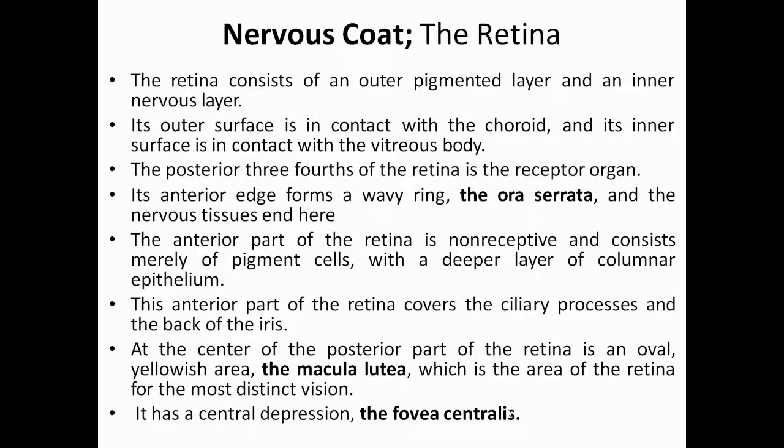The anterior part of the retina is non-receptive and consists merely of pigmented cells with a deeper layer of columnar epithelium. The anterior part of the retina covers the ciliary processes and the back of the iris. At the center of the posterior part of the retina is an oval, yellowish area called the macula lutea, which is the area of the retina for the most distinct vision. It has a central depression called the fovea centralis. So this is all about the retina.